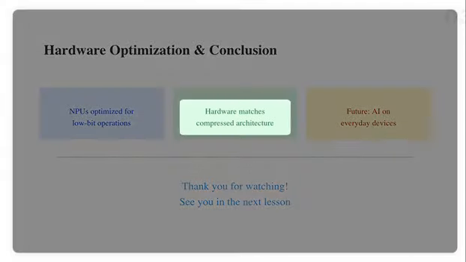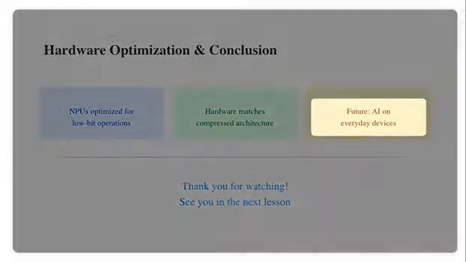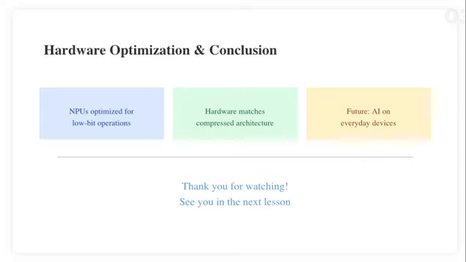This hardware-software synergy is crucial. When chip architectures mirror our compressed model designs, we achieve maximum efficiency, exactly what we need for practical AI deployment. Looking ahead, this convergence means powerful AI will soon run seamlessly on everyday devices. As Mia noted earlier, this transforms smartphones and IoT gadgets into intelligent assistants without cloud dependency.